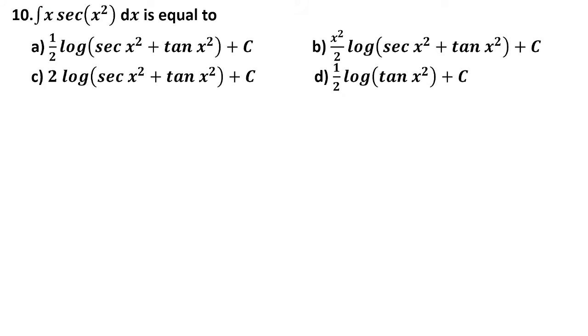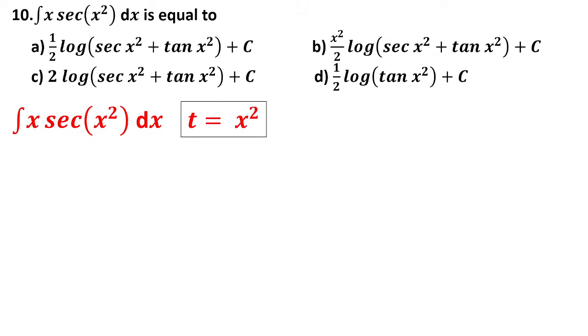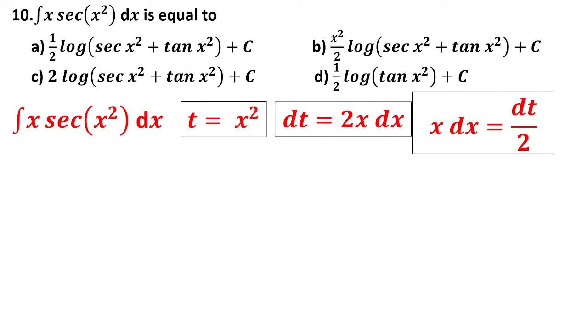Move on to question number 10. These types of problems in integration, when they come in 1 mark, be careful. It may be a problem from substitution or it may be a problem from directly applying the properties of definite integral. Now, by just seeing the question itself, I have seen that the derivative of x square is sitting inside. Even though you may say, sir, the derivative of x square is 2x but the 2 is missing, that can be adjusted. Therefore, I am taking t as x square. I am getting dt as 2x dx and x dx is equal to dt upon 2.